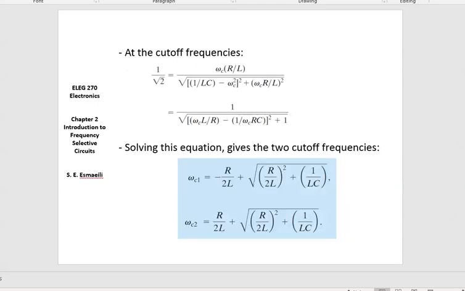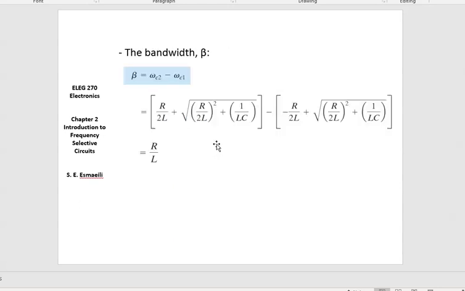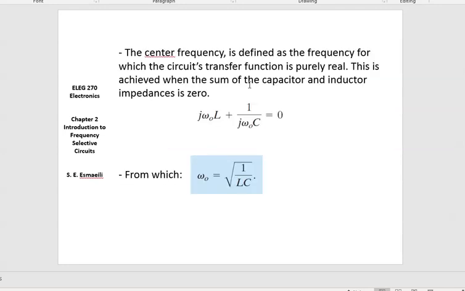And your bandwidth, again, forget about all these things. All you need to know is this one. The bandwidth is R over L. This is for the series RLC circuit. For the parallel, this value is going to be 1 over RC, just for your information. So this is how we calculate the bandwidth and the center frequency of a bandpass filter.